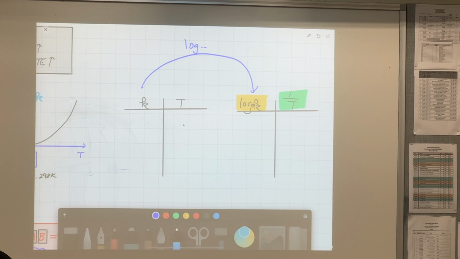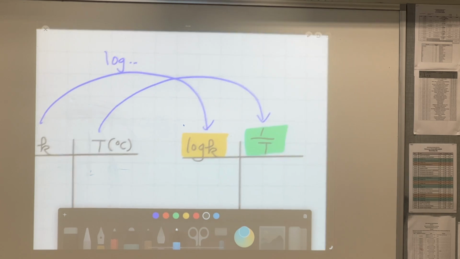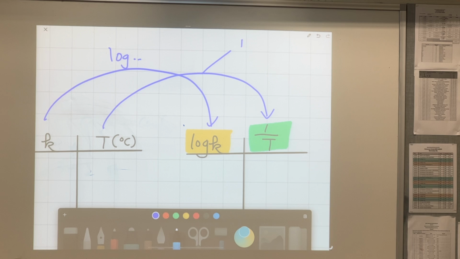And when you have T, they will sometimes give you the T in degrees Celsius, to trick you further. So first, write down the steps. First, how do you convert degrees Celsius to Kelvin again?